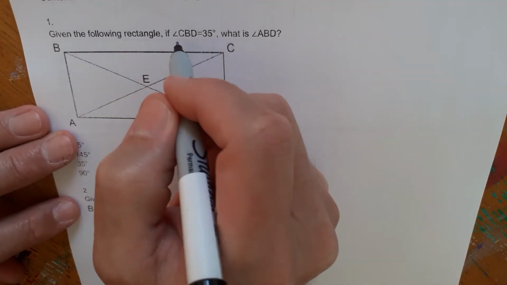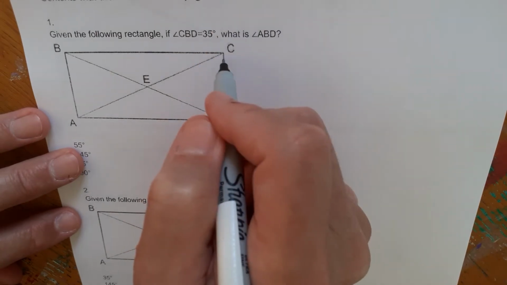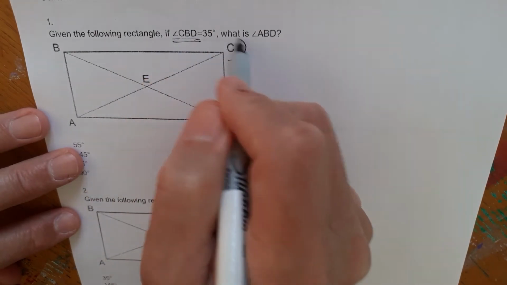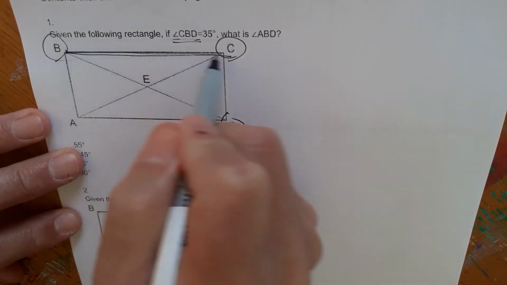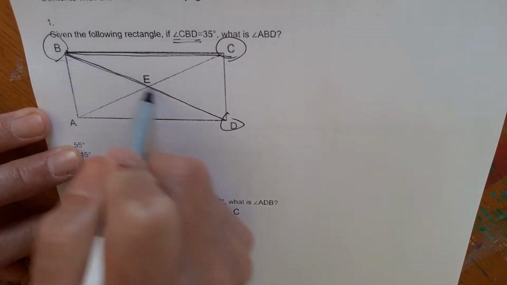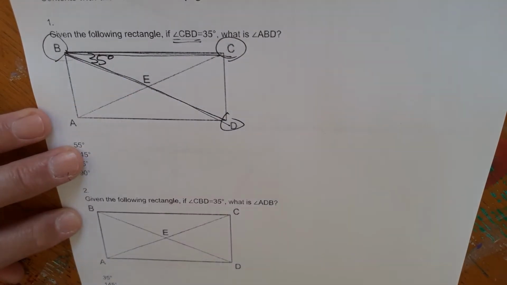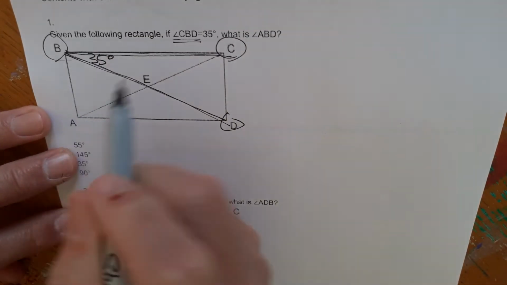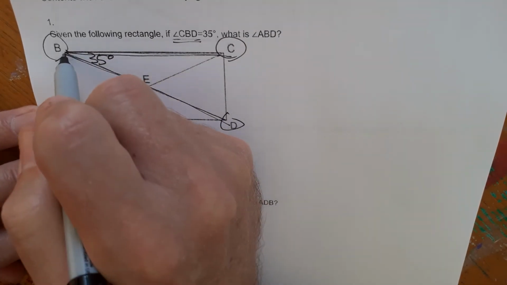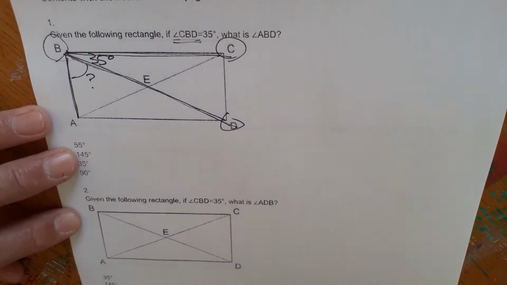So given the following rectangle, if angle CBD is 35 degrees, so we're right into it. So let's start with C, angle CBD, right here. Here's C, B, D. So trace that out. Here, that's 35 degrees, mark it. Right, 35 degrees. What's angle ABD? So ABD is here, A, B, D. Okay, so this one, question mark.